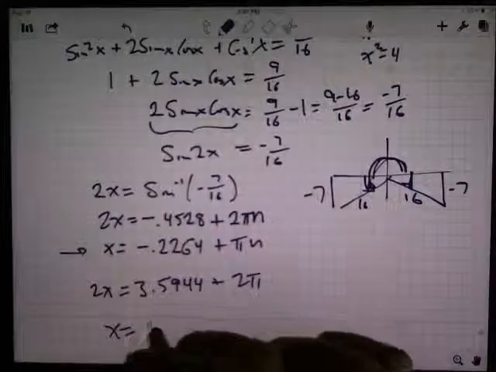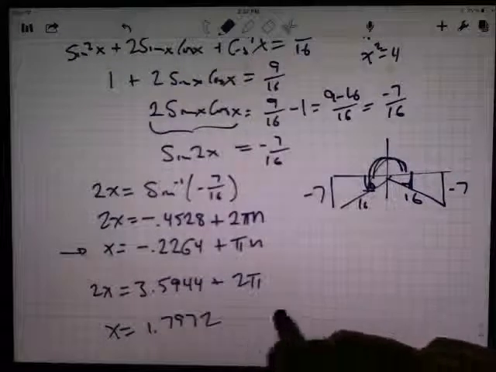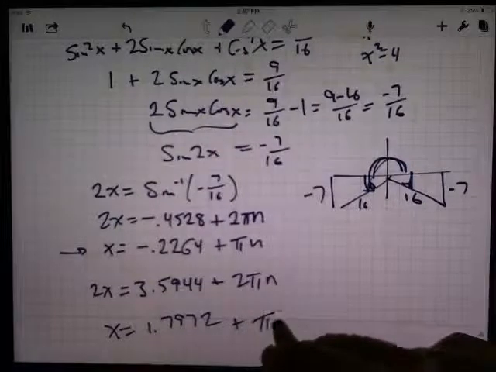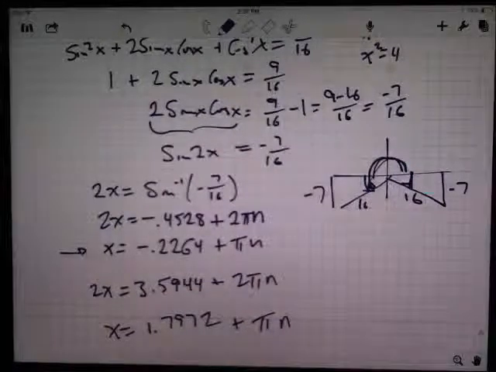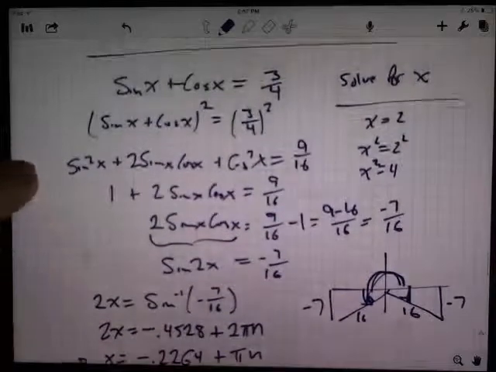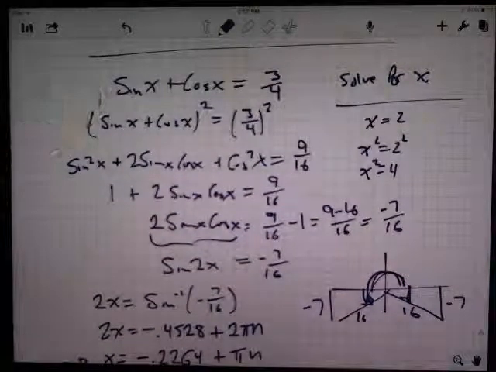And I get 1.7972 plus pi n. Okay. Now, I have to be real careful here because I squared both sides. So I'm going to have to check and see which one of these actually satisfy the equation.